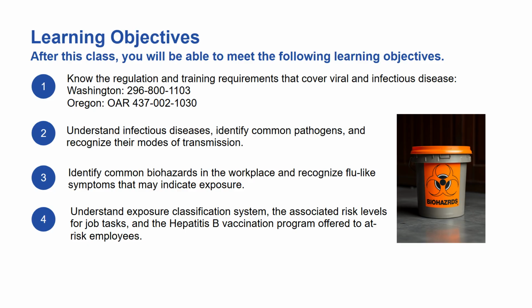After taking this class, you will be able to know the regulation and training requirements that cover viral and infectious disease, including the Washington rules that are found at WAC Chapter 296-800 and the Oregon rules that are found at OAR Chapter 437, Division 2-1030. Understand infectious diseases, identify common pathogens, and recognize their modes of transmission.